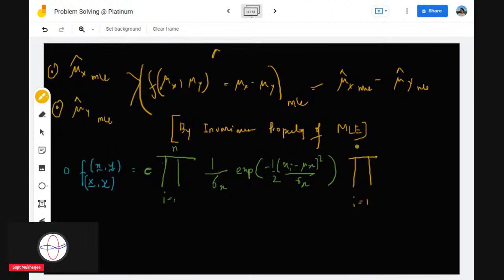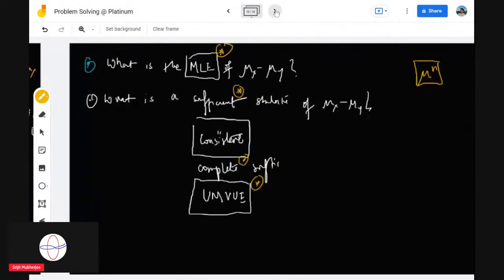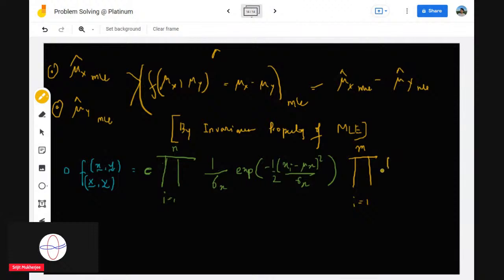Same goes for y. Let's take a different sample size m, because it can be a different sample size, right? 1 by sigma y. It looks like a very hard problem, but you will see it's not a hard problem at all. It's just basic mathematics. Write this, right?